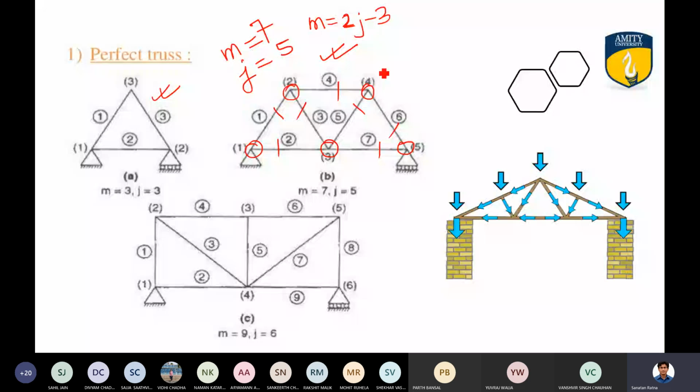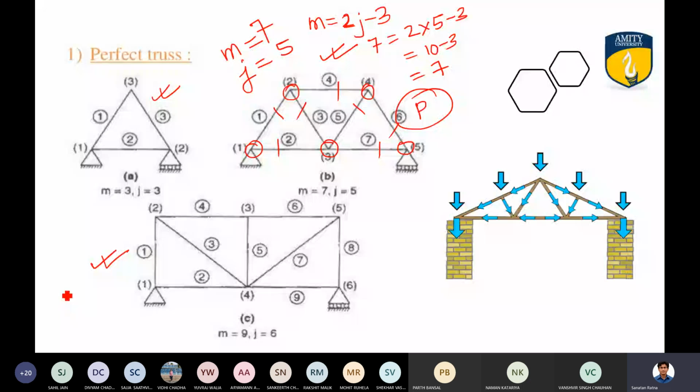What is the number of members here and what is the number of joints? Please tell me. 9 and 5, someone is saying; 9 and 6. Let me also calculate. 1, 2, 3, 4, 5, 6, 7, 8, 9. 9 members are there. Coming to the number of joints: 1, 2, 3, 4, 5, 6.